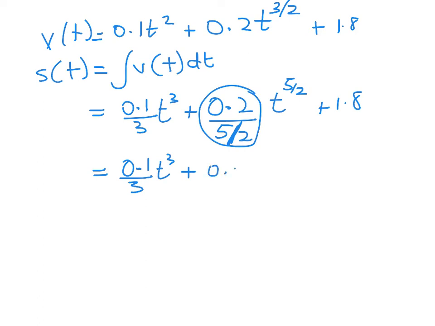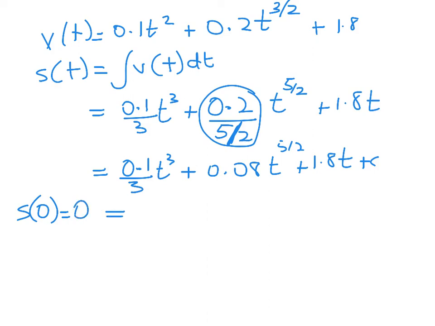But this here works out to be 0.08 t to the 5 over 2. Whoops, and I've missed a t there, that's not good. There we are, 1.8 t plus c. Happily we know that the object starts moving when t is 0. So we get 0 is equal to 0 plus 0 plus 0 plus c. C is equal to 0. The reason I'm writing that out is that it's really important that you show that you've used calculus techniques right through. So I'm always careful to show where that constant came from.